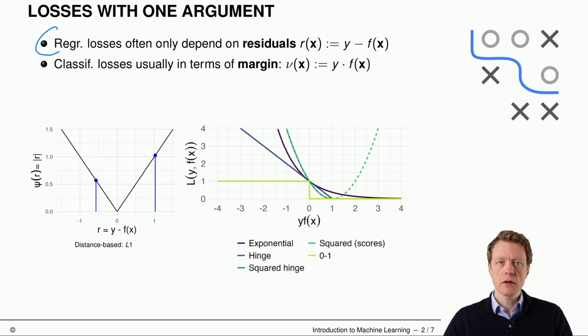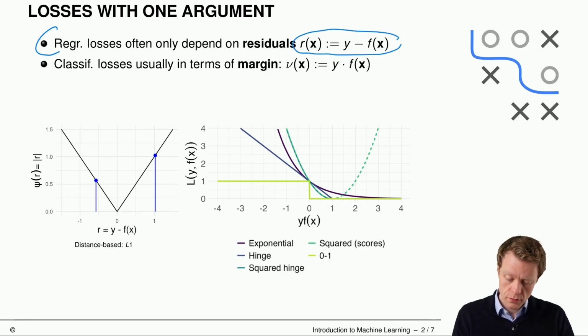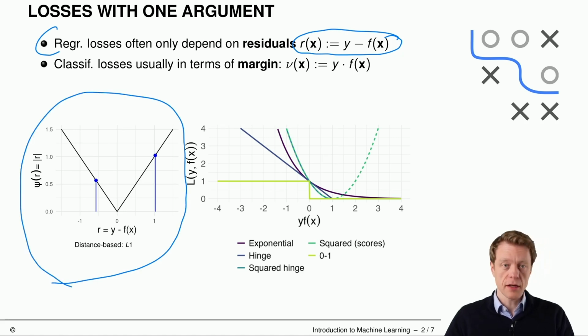These often depend only on the residual, which is the difference between the true target and the model. And you can see one example here on the left-hand side. This is the L1 loss, so the absolute loss, it's just the absolute value of the residual. So it's a function just of the residuals. On the right-hand side, you see some classification losses, and all of those that are plotted here can be described in terms of the margin. The margin nu of x is the product of the target and the model.